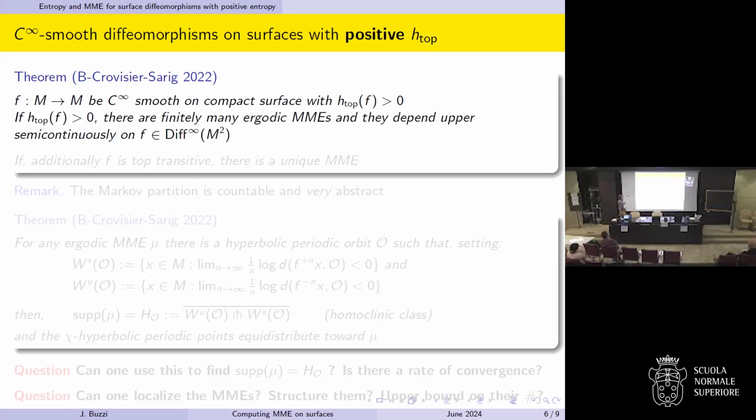Okay, and the proof and some structure that will come later gives us some handle, but not a lot of things. If the map is topologically transitive, if there is a dense orbit, then it's even better. The MME is unique. So then we can really say it's going to be continuous as a function of the map and things like that. Okay, so we have this theorem.